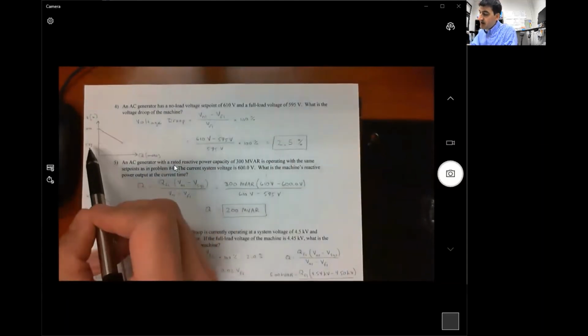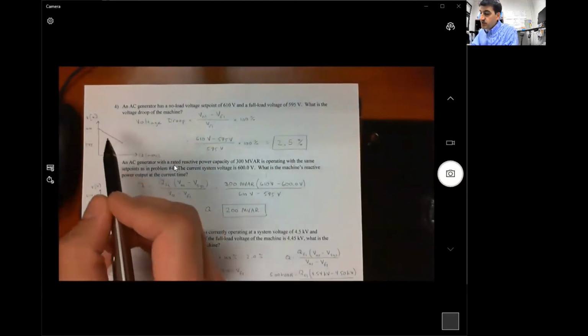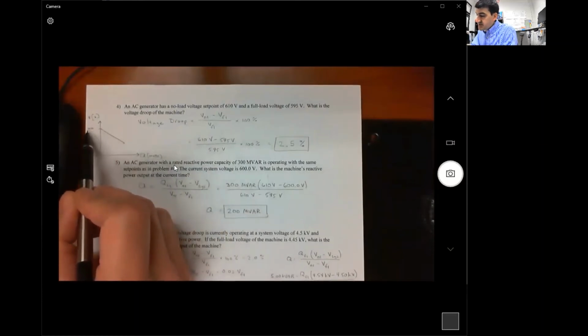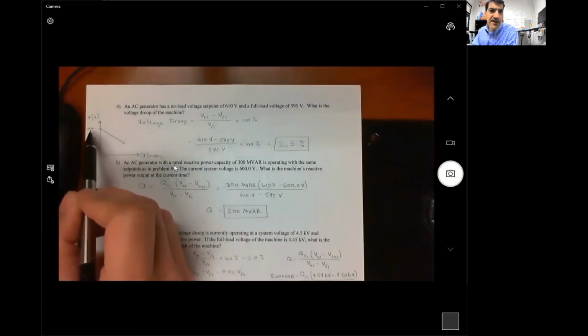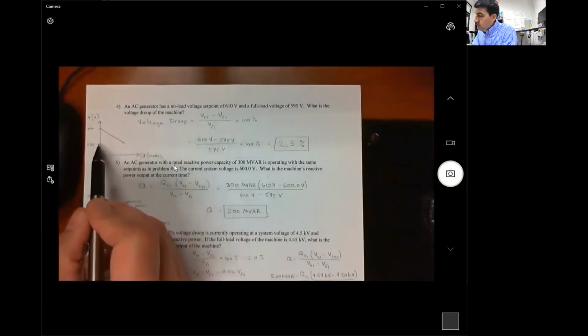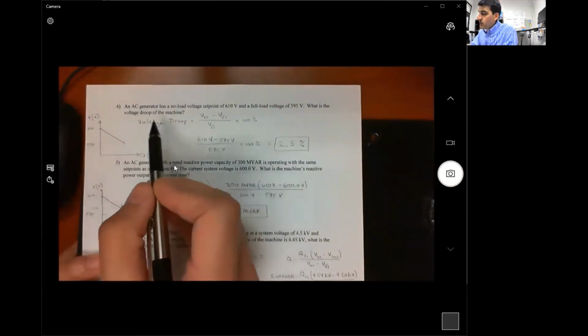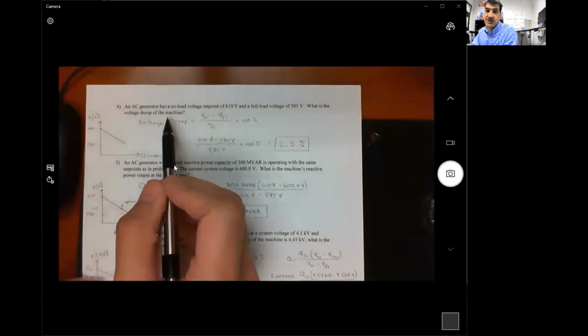So once again, we have our droop curve. We just have different units on the axes. Our no load voltage is 610 volts. You probably can't read that, but it says 610 volts. And the full load voltage is 595 volts. We want to find out what is the voltage droop of the machine.